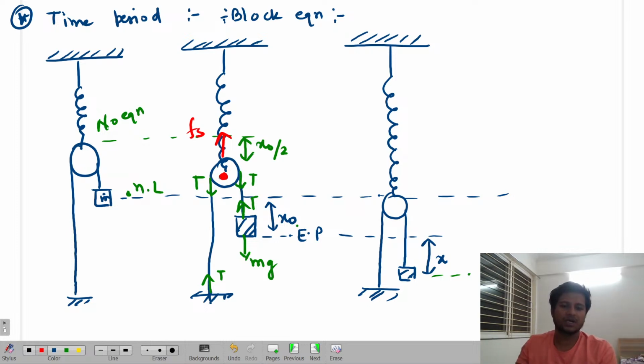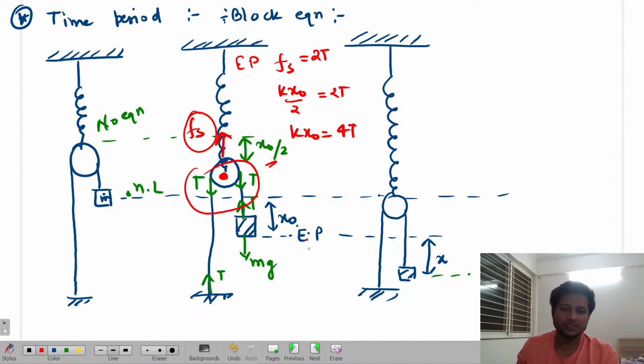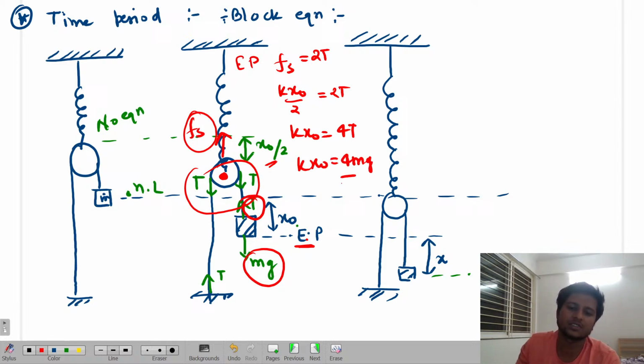So, as the pulley is massless and pulley is not accelerating, so upward force must be equal to downward force of the pulley. So, for equilibrium point, I get spring force is equal to how much? Twice T. कितना आएगा? स्प्रिंग फोर्स होगा क्या? kx नॉट by 2 due to the expansion must be equal to twice T और kx नॉट बराबर how much? 4T or not? Now, if this is a equilibrium point, so kx नॉट बराबर how much? 4 mg, because it is a which kind of point? Equilibrium point. Are you able to get me?